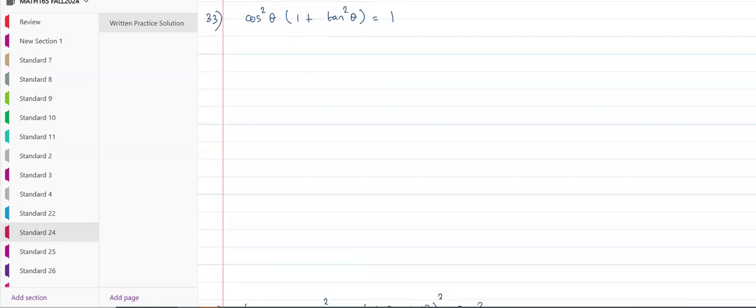What is 1 plus tan squared theta? Secant squared theta, right? So your left-hand side becomes cosine squared times secant squared. But what is secant squared? It's 1 over cosine squared. Cancelled away gives you 1, and that is the right-hand side.